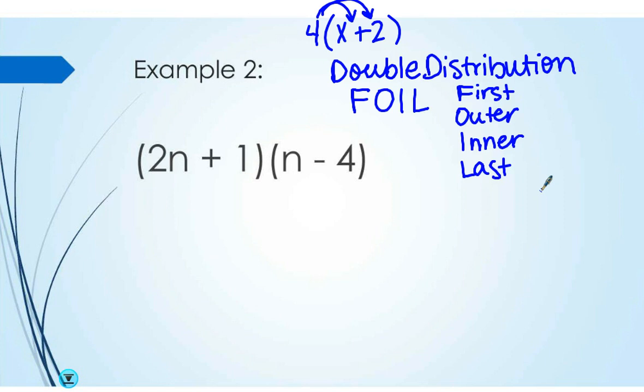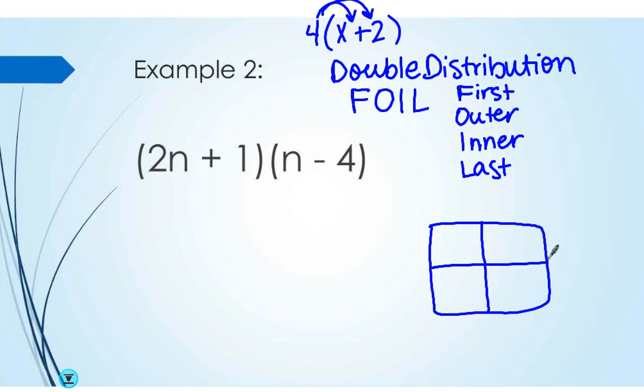So follow with me. Now another way you can also organize this, and this helps for some students, is what we call the box method. So you draw your box and then you write out your two terms. It doesn't matter which order you put them in. This is 2n plus 1. I could have also wrote that here first. And then this I'm going to call n and -4.